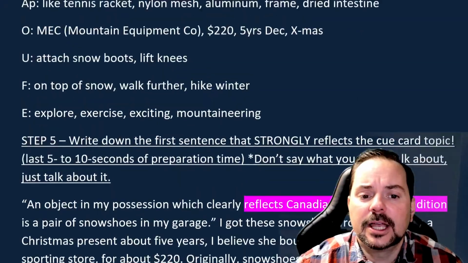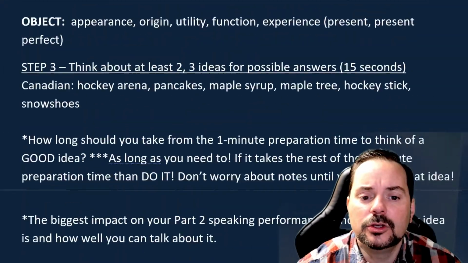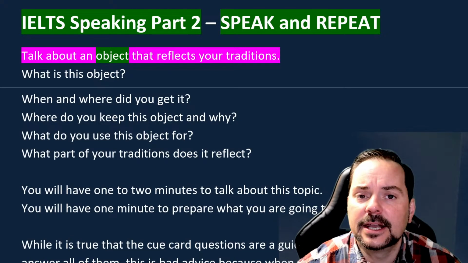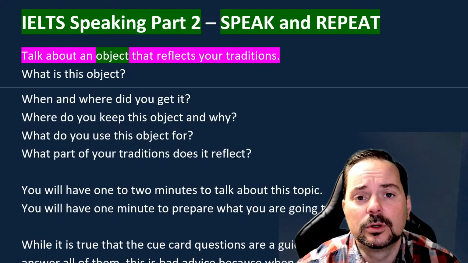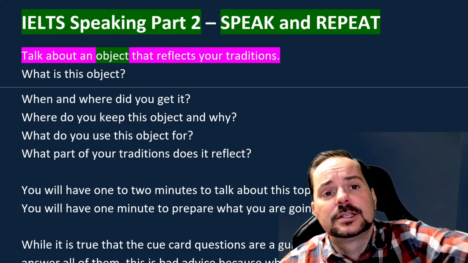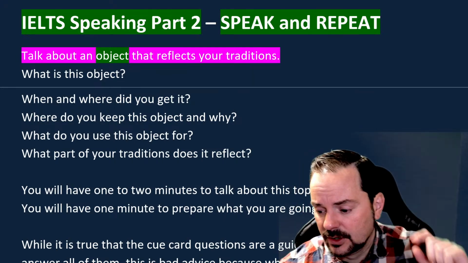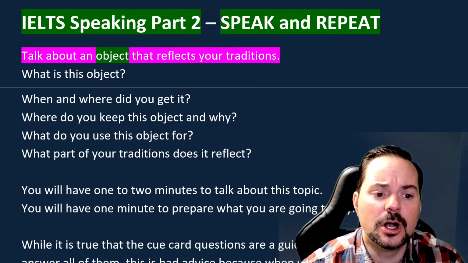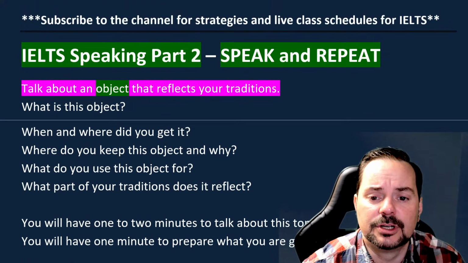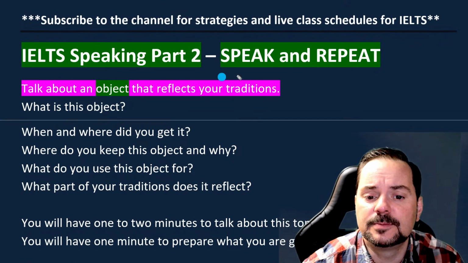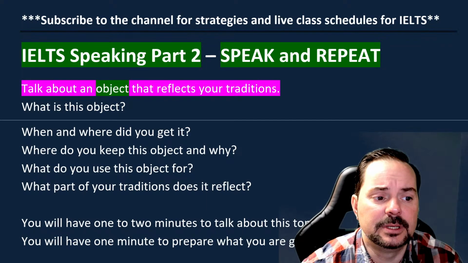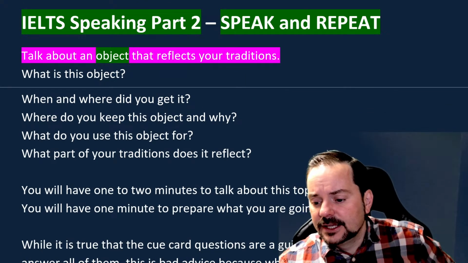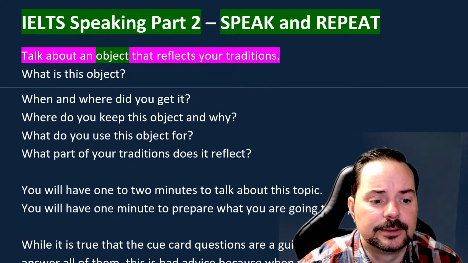All right, here is the cue card, everybody. So again, let's read it. Then we'll look at my answer, and then we will listen to some answers from your peers. Okay? Here we go, everyone. Talk about an object that reflects your traditions. Remember, everybody, to speak and repeat. Okay? Yeah, exactly, Juan. It reflects the cold weather of Canada for sure.